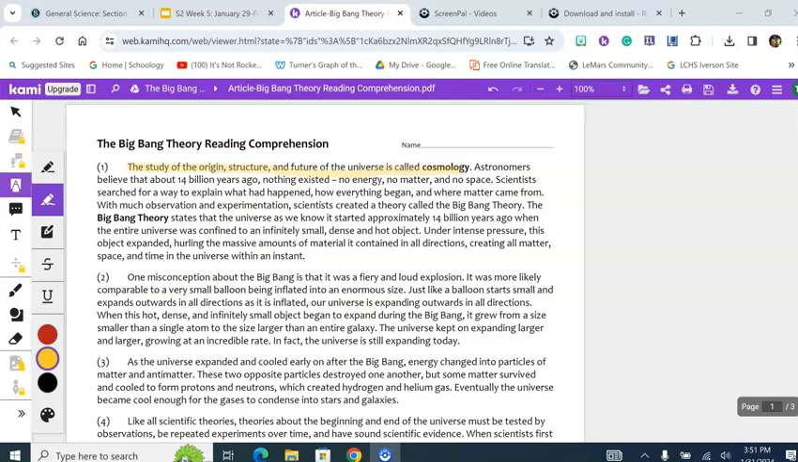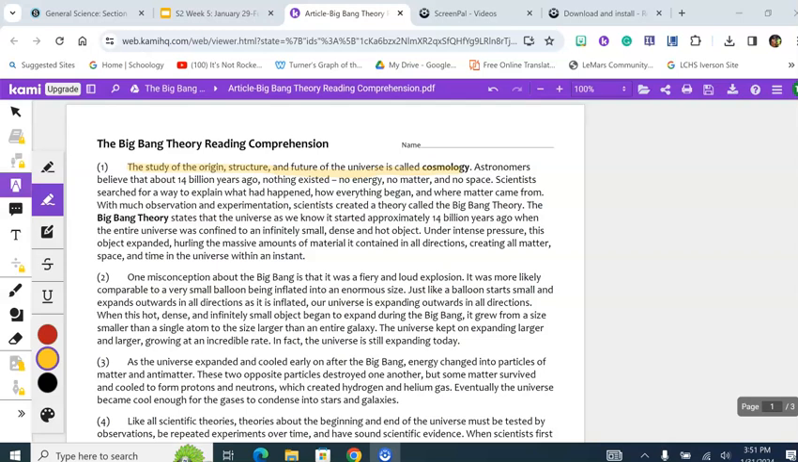Please highlight that. Astronomers believe that about 14 billion years ago, nothing existed. No energy, no matter, and no space. Scientists search for a way to explain what happened, how everything began, and where matter came from. With much observation and experimentation, scientists created a theory called the Big Bang Theory.